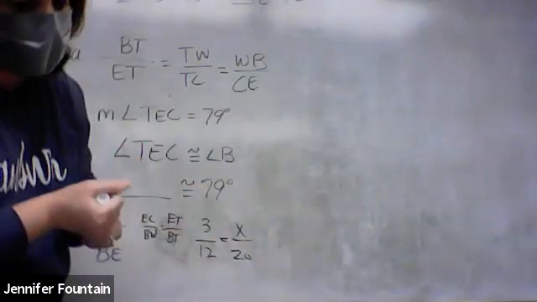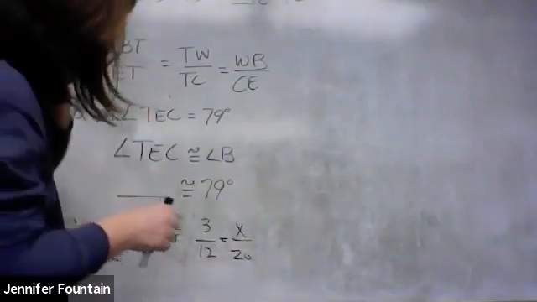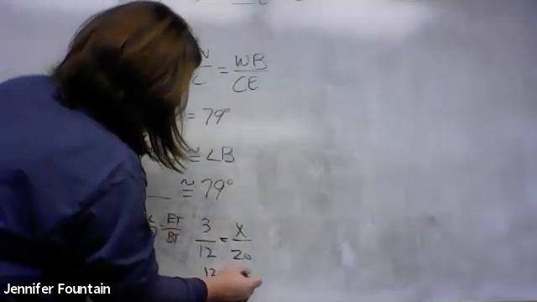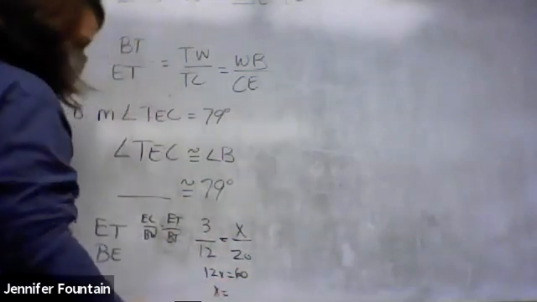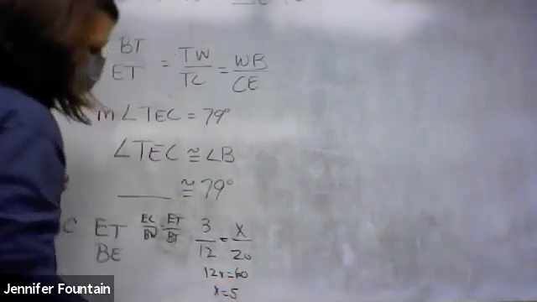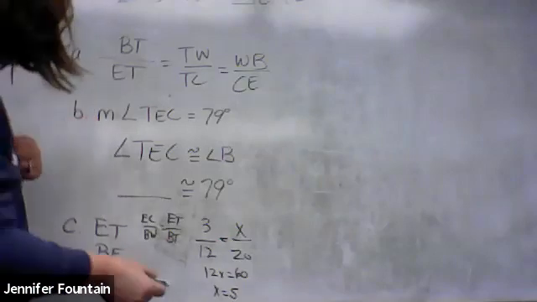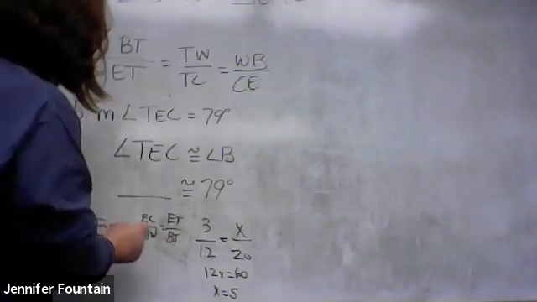I'm going to cross multiply here. Okay, so 12 times X is 12X. 3 times 20 is 60. So what does X equal? 5. X equals 5. Okay, so ET is equal to 5.